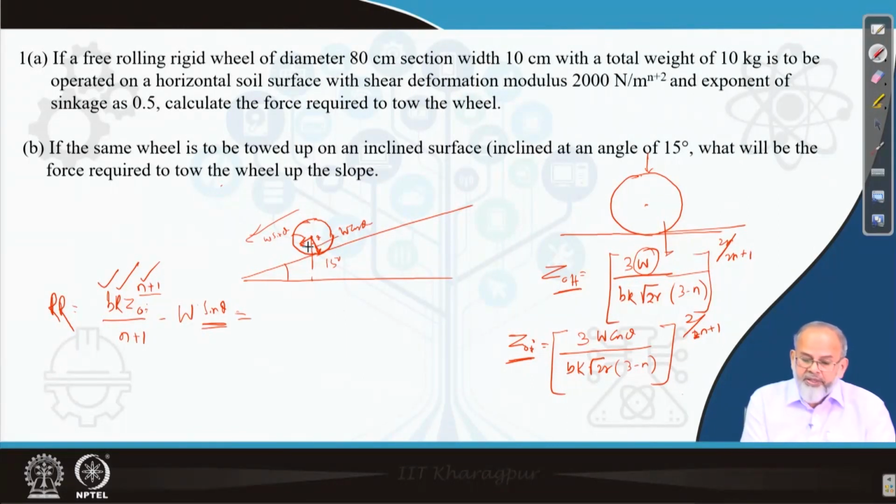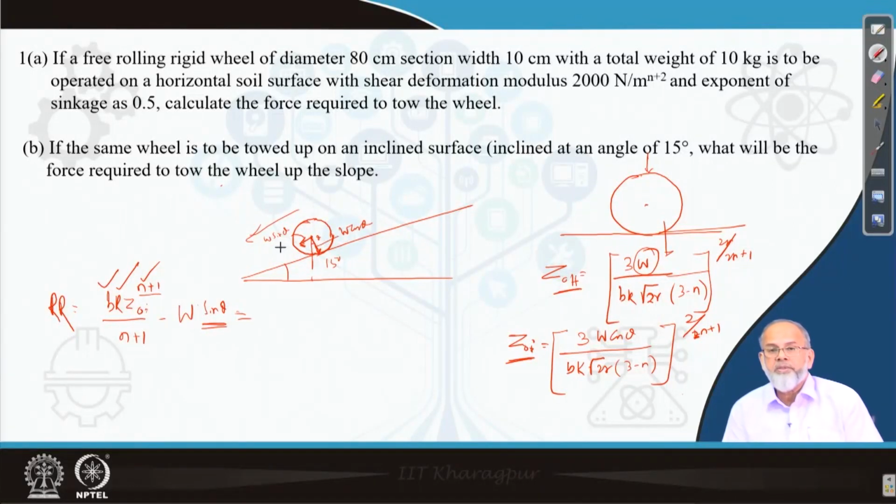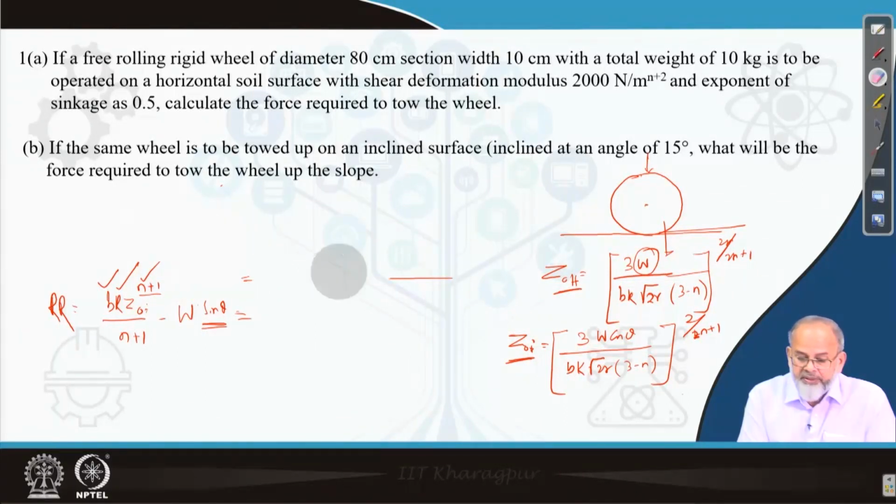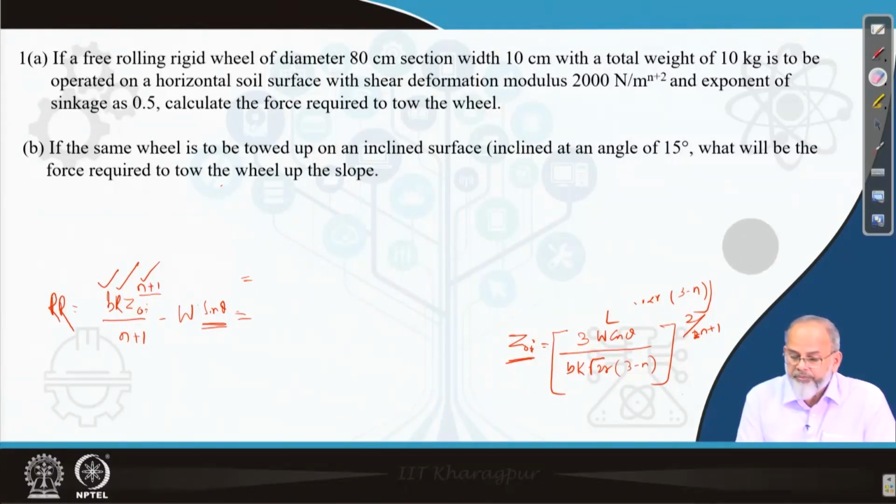So the vertical component will be W cos theta. Instead of W you have to replace it with W cos theta, and if you are moving upward then the horizontal component has to be added, and if you are moving downward then the horizontal component W sin theta is to be deducted. So this is all you have to keep in your mind, then only you can solve this problem.